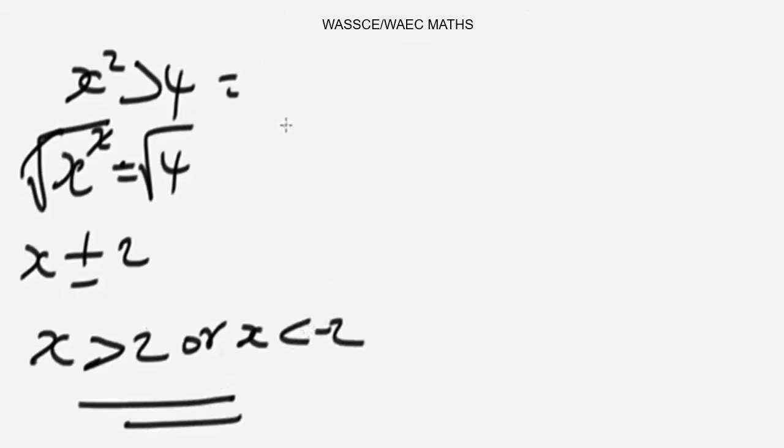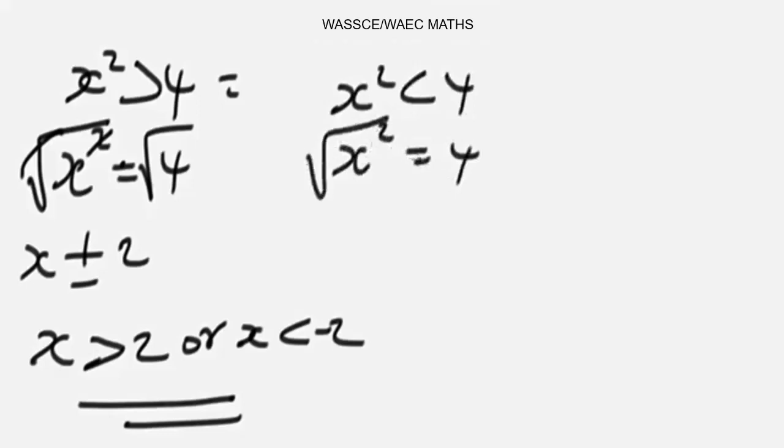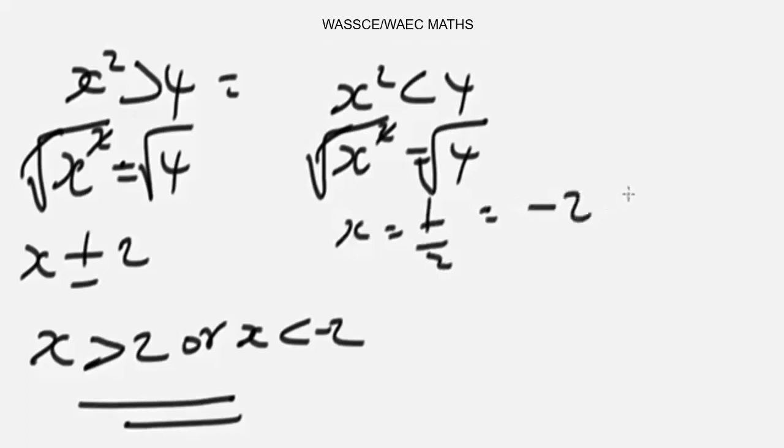Whereas when you have the other way around, something like x squared is less than 4, which is the same thing as x squared equals 4, to make x the subject we square both sides, so the square root of 4 gives us plus or minus 2. In this situation, the inequality convention is minus 2 is less than x is less than 2. Okay, so this is the right way to represent it. It's as simple as that.